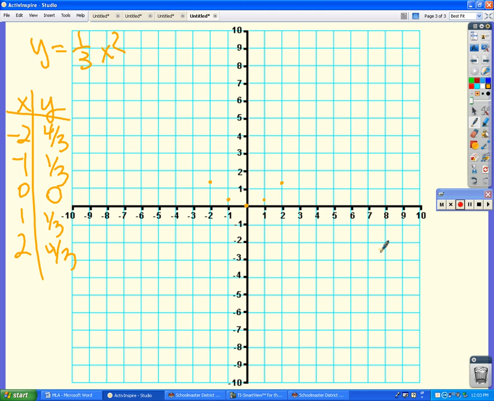Okay? And if we wanted to know more about the shape, you could put in -3 or 3. Okay? But we can just take it from here and just improvise. It's going to look a little bit like this. Okay? So, yep, everything we expected. It's a parabola, it opens up, and it's wide.